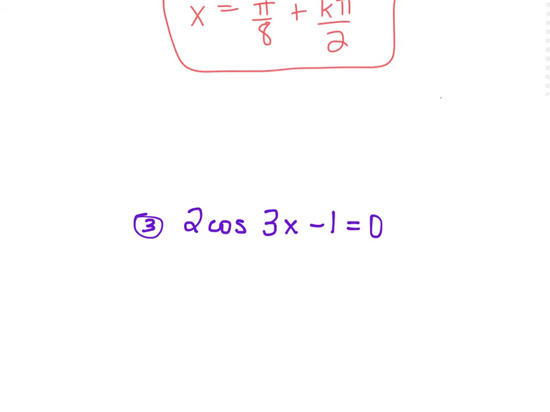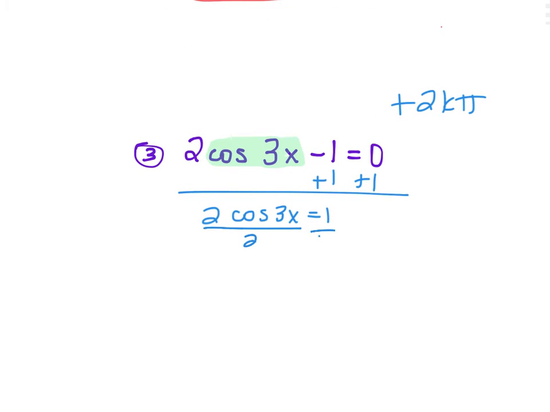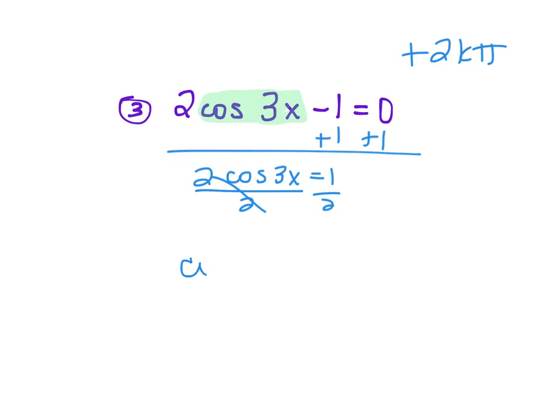All right, I see we're going to have to do a couple more steps, but nothing major. I see that my cosine of 3x, that's what I'm trying to isolate, trying to get all by itself. So I'm going to first add 1 to both sides. So I have 2 times cosine of 3x equals 1. And since we're doing cosine, guys, that's going to be 2k pi at the end. Now I'm going to divide everything by 2. So I have cosine 3x equals 1/2.